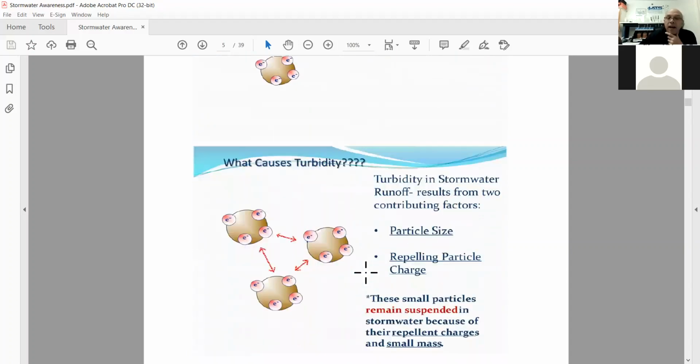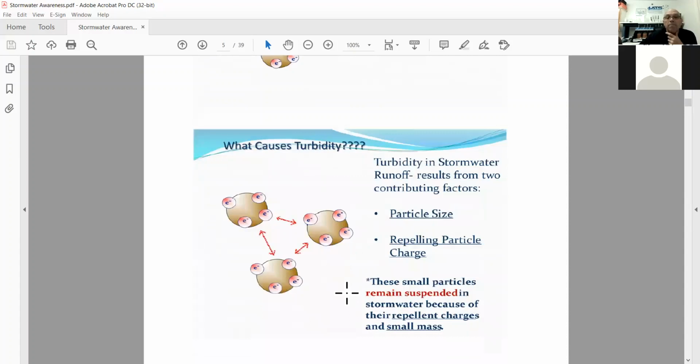And the second problem with why they stay suspended is particle size. The very fine suspended sediment, usually 0.02 millimeters or smaller, just will not settle because the water will displace that particle size and will not allow it to settle.